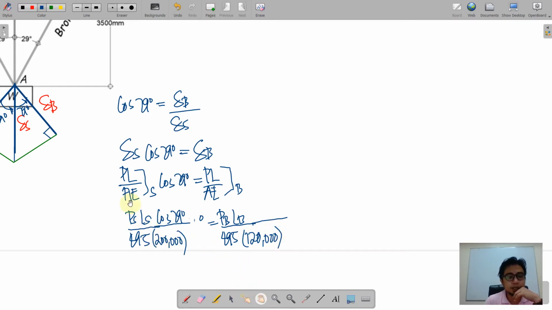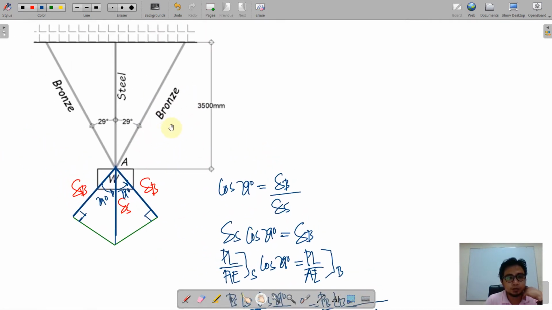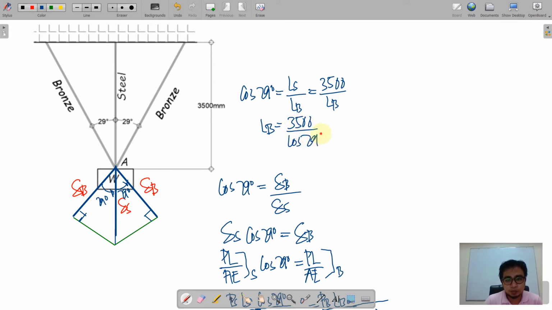Okay, so let us determine the length here. No problem with the steel because steel has a length of 3,500. For bronze, it is just the hypotenuse of the right triangle. So relating the lengths of steel and bronze using the 29 degrees and 3.5, we will just use cosine function again. Cosine 29 is equal to, adjacent to cosine is the length of the steel all over the length of bronze. So substituting further, we have here 3,500 times the length of bronze. Okay, so by cross multiplication, we just have the length of bronze is equal to 3,500 all over cosine of 29 degrees.